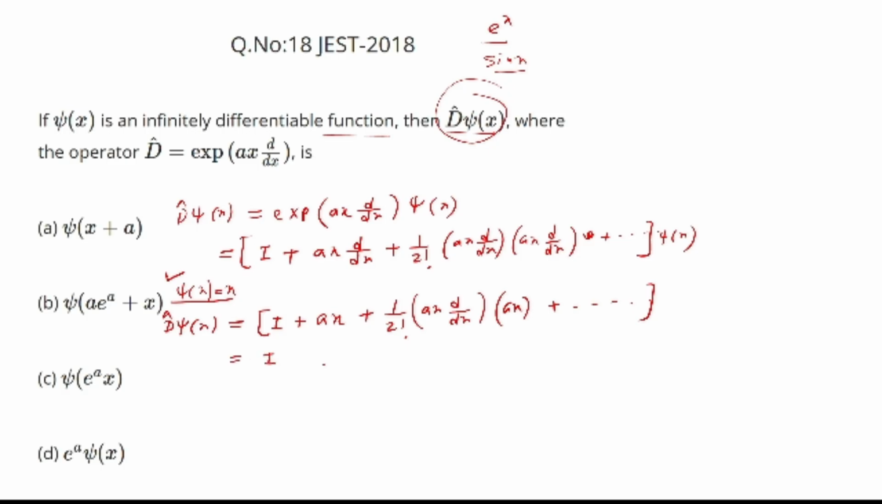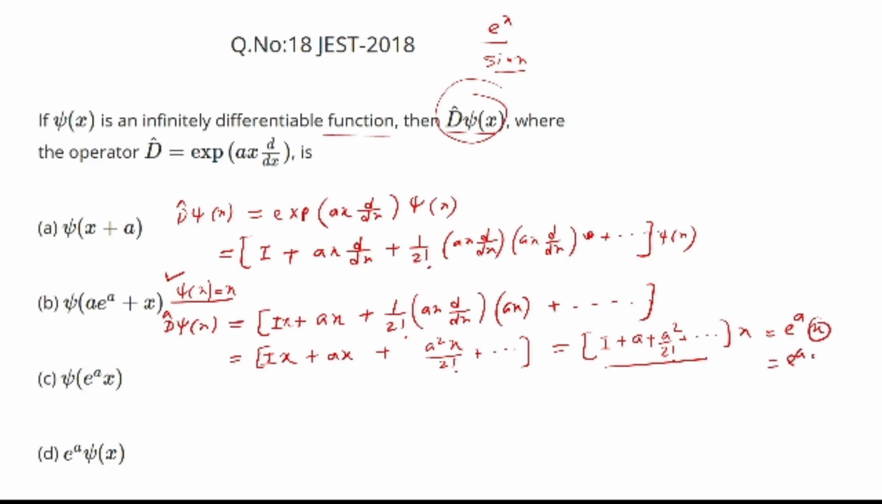So here I psi, where psi is 1, plus a x; not psi, x will be here. We replace psi as x now, so I x will be there. Then 1 by 2 factorial, and if we differentiate this, it gives only a, so it will be a squared x by 2 factorial. Now we can take x as common for every term. So I plus a plus a squared by 2 factorial and so on, into x. This is nothing but e to the power a, so e to the power a into x. And x is psi of x, so e to the power a psi of x.